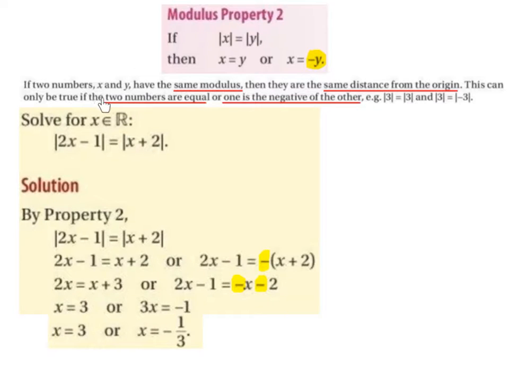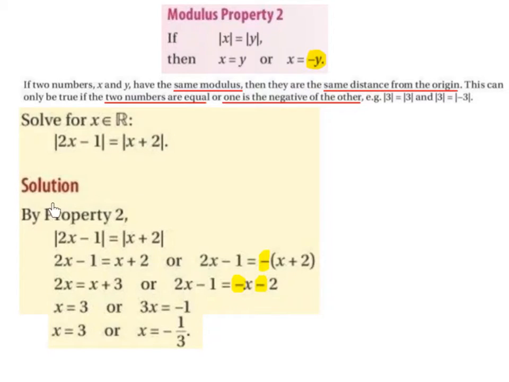This can only be true if the two numbers are equal, or one is the negative of the other. For example, the modulus of 3 equals the modulus of 3, and the modulus of 3 equals the modulus of minus 3. Solve for x, which is an element of the real number set. The modulus of 2x minus 1 is equal to the modulus of x plus 2.